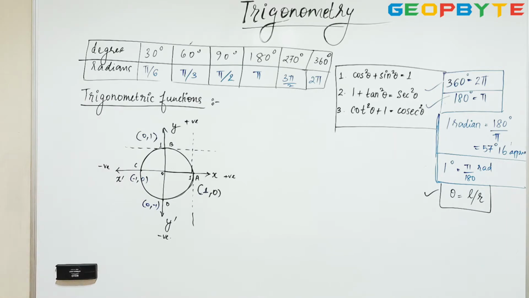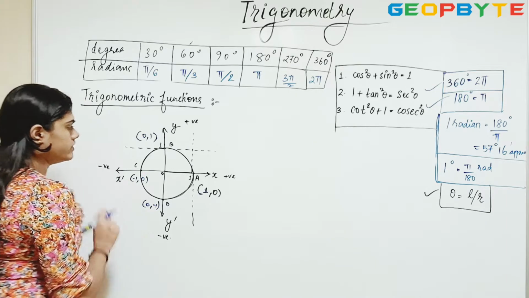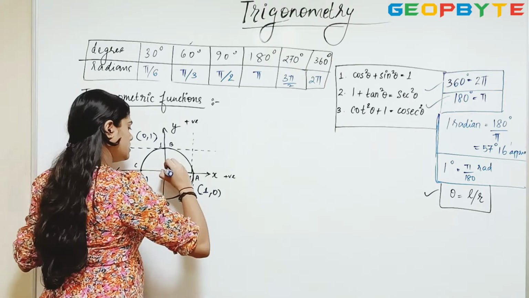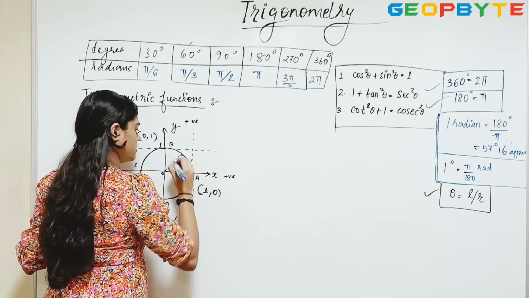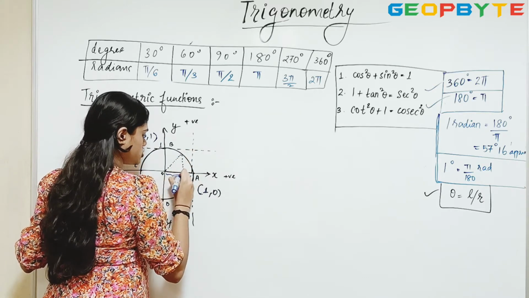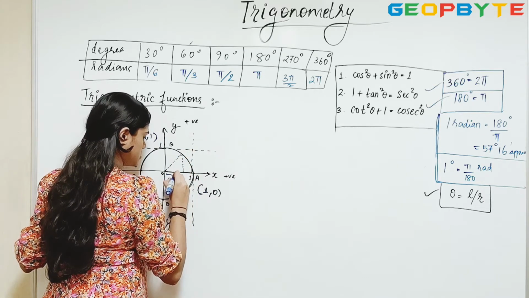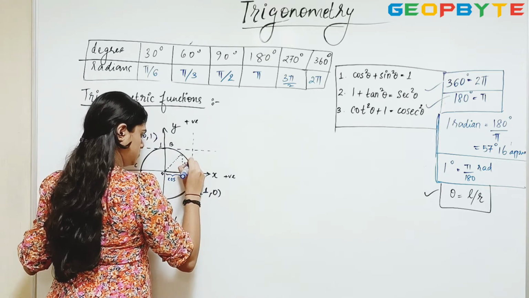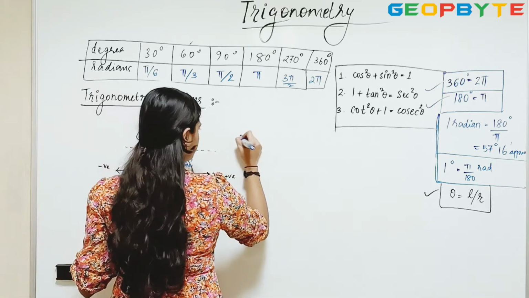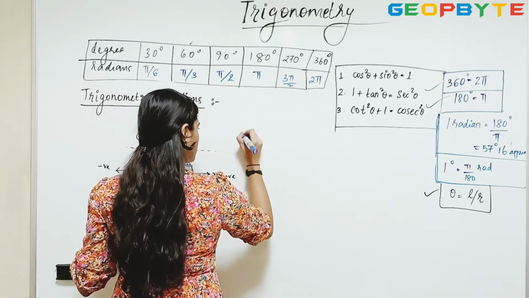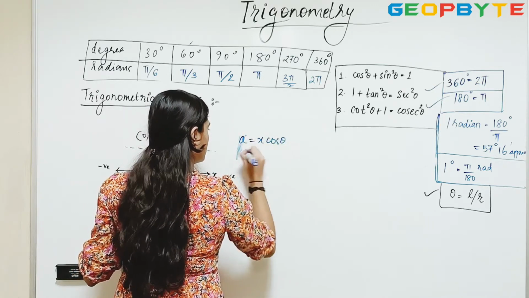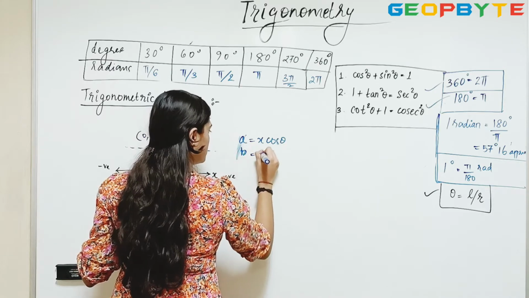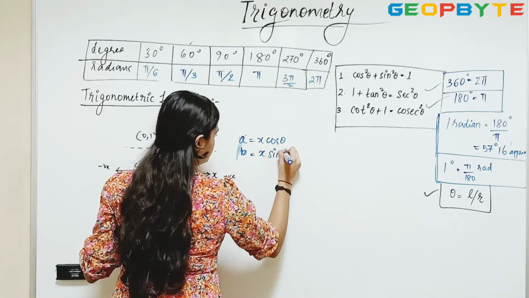Okay? Now, we know this. Previously I have mentioned it. This is my cos, this is my sin. That is what we got now. x equal to, what is A? A equal to x cos theta and B equal to x sin theta.